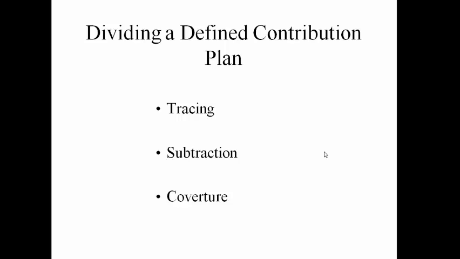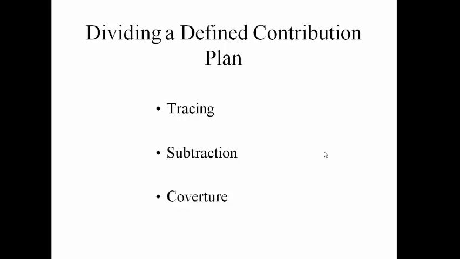A more complicated situation occurs if the party with the account came to the marriage with an account in place. And when that happens, there are three choices as to how we allocate that account between the participant spouse and the non-participant spouse. The first possibility is called tracing.